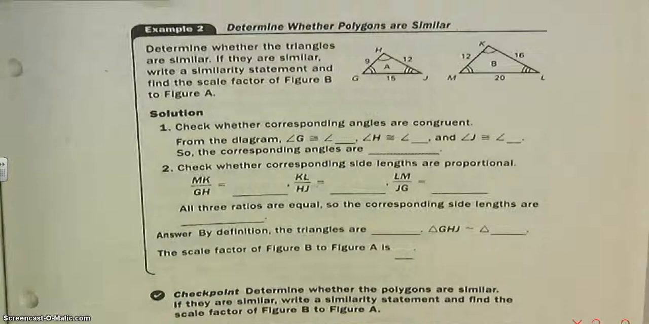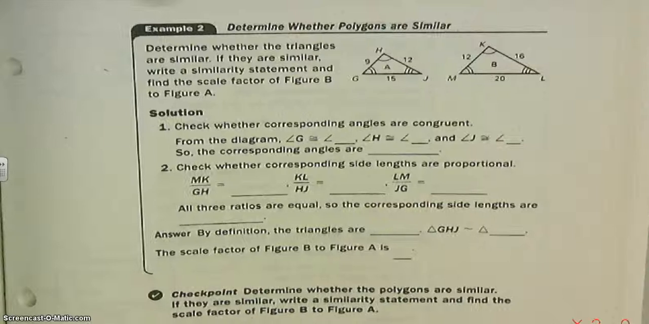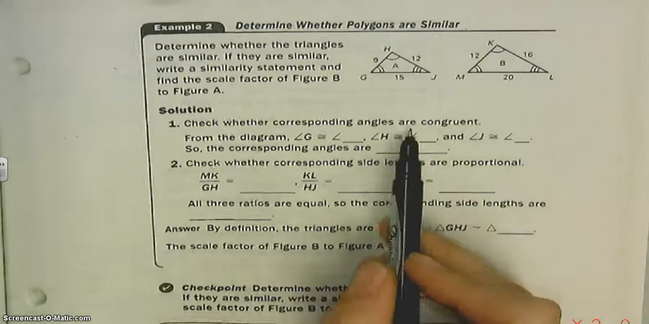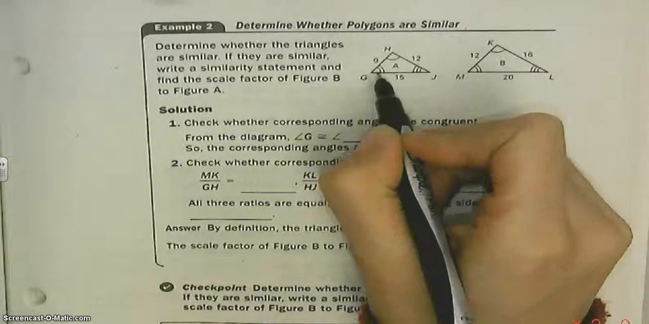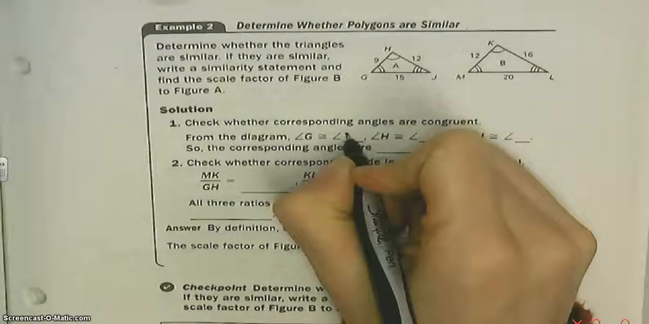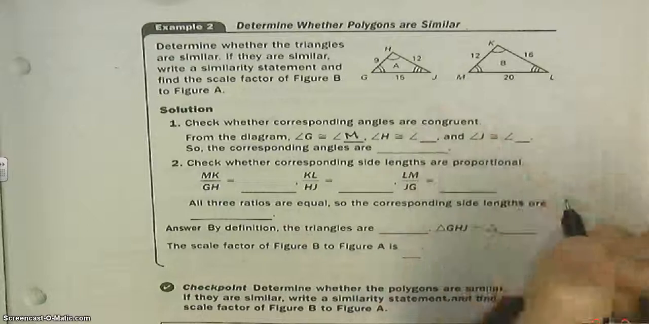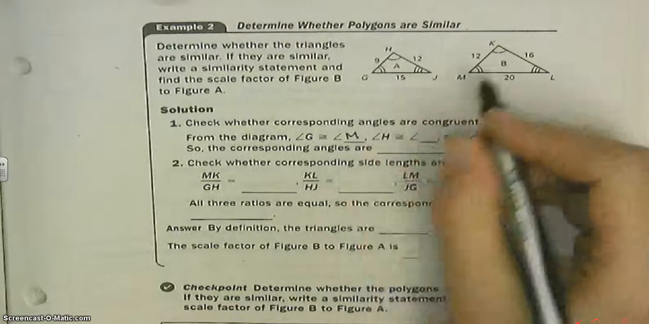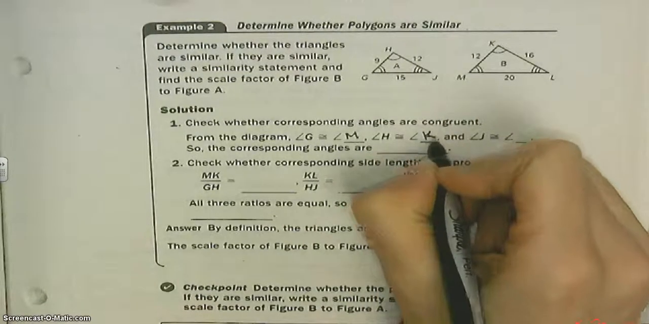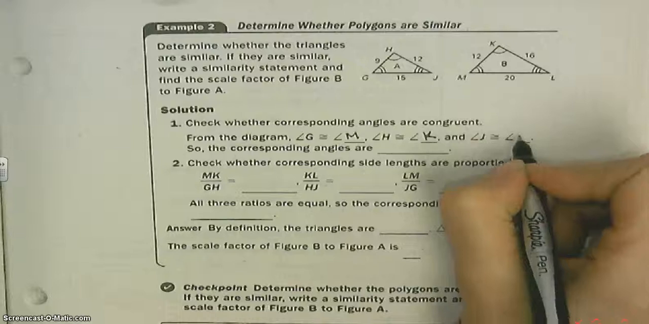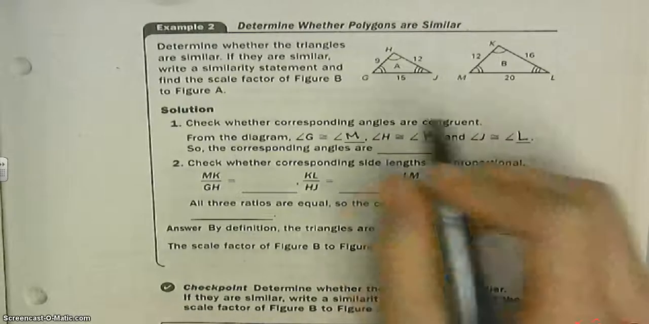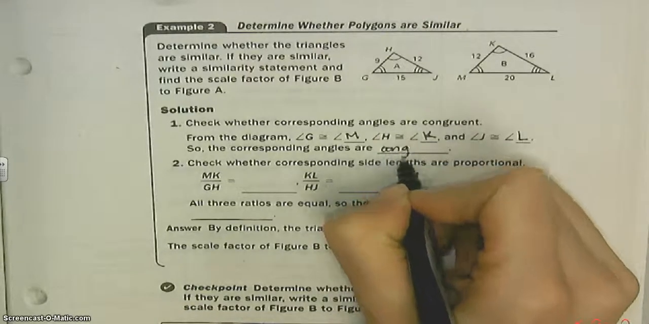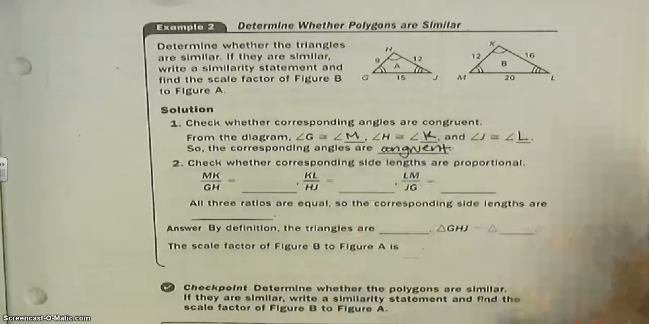So here in example 2, we have to decide, are the polygons similar? All right, so we need to check to see if the angles are equal. That's our first step. So G is equal to M. Yeah, there's two marks there. H is equal to K. There's a single mark. And J is equal to L because there is a triple mark. So all the angles are congruent. So there's our first check.